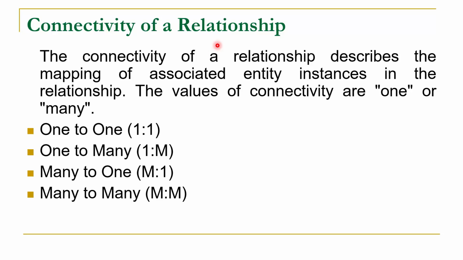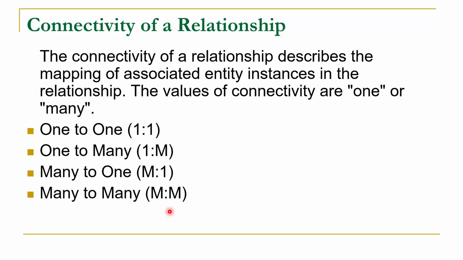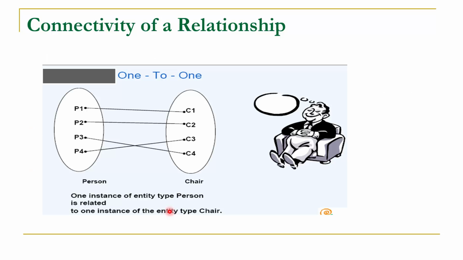As we have discussed in our previous sessions, the connectivity of a relationship describes the mapping of associated entity instances in the relationship. There are four types of connectivities, and these are one-to-one, one-to-many, many-to-one, and many-to-many. Let us take some examples to understand it further.